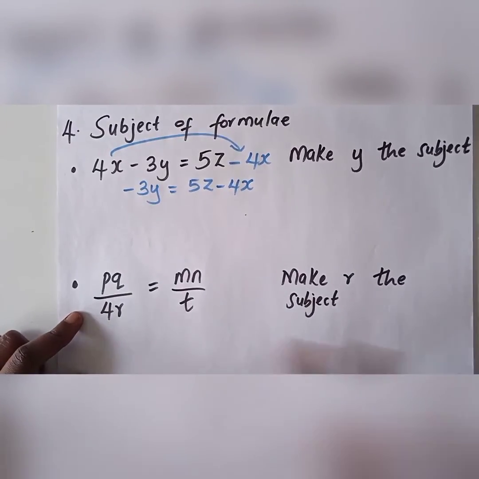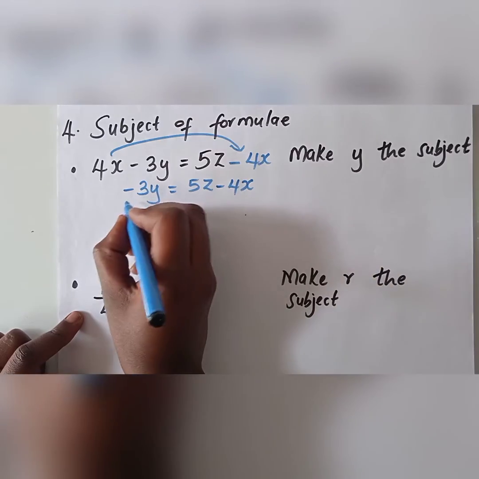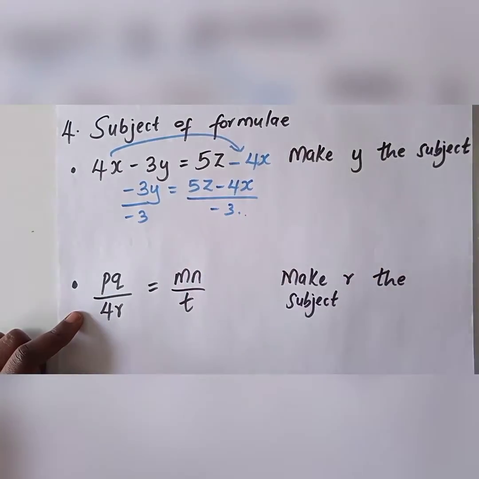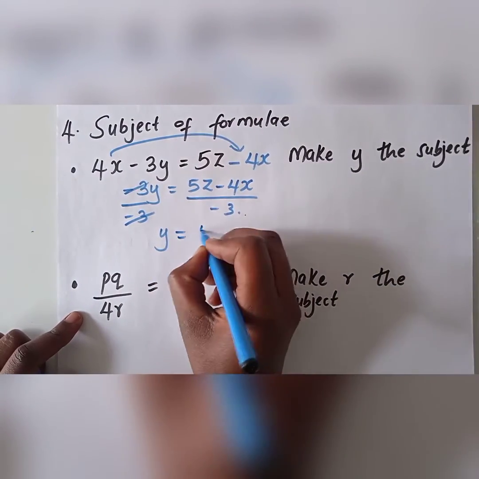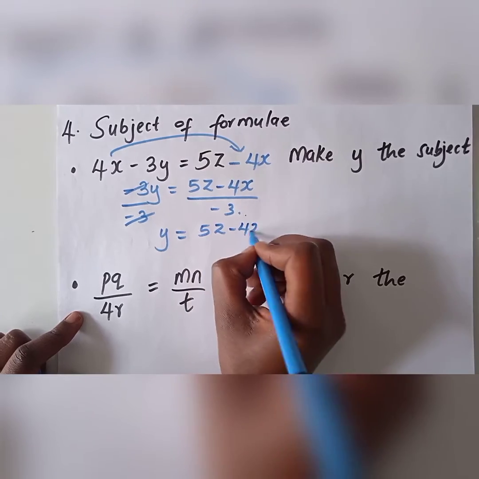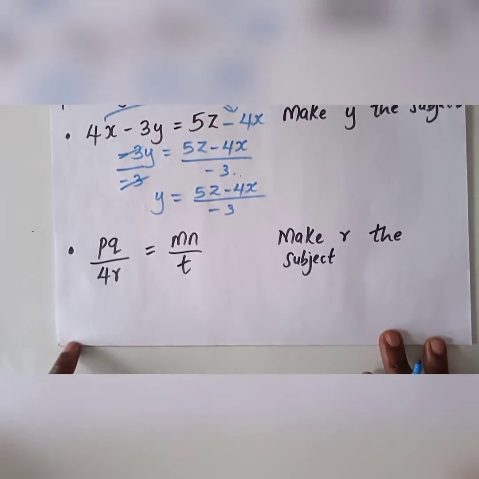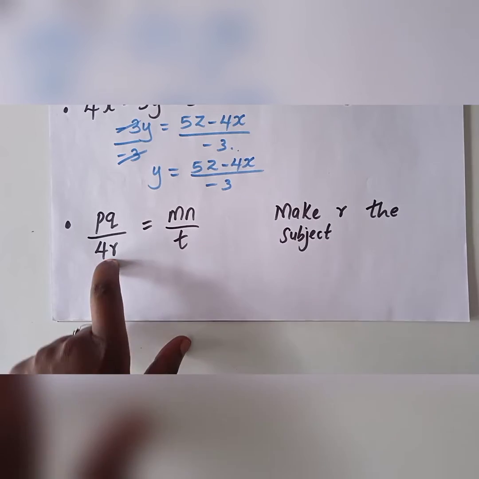At least now we've been able to separate the y and the other numbers. Now from there, how do you get rid of the minus 3? Because you only want y only. So divide on both sides everything by minus 3. So that one cancels, and you're left with y equals to 5z minus 4x over minus 3. Okay. And lastly, we have make R the subject, and R is over here.